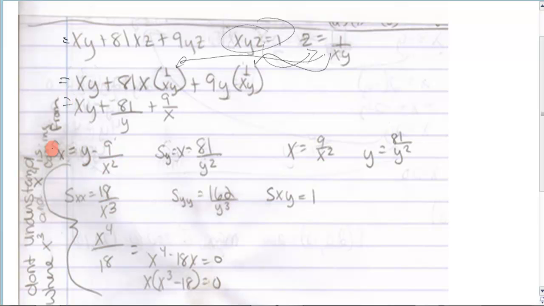So you said, what's the partial derivative of the function s with respect to x? So it left us with y minus 9 over x squared. Same thing here, partial derivative of s with respect to y. That gave us x minus 81 over y squared. And then that's all your variables now.